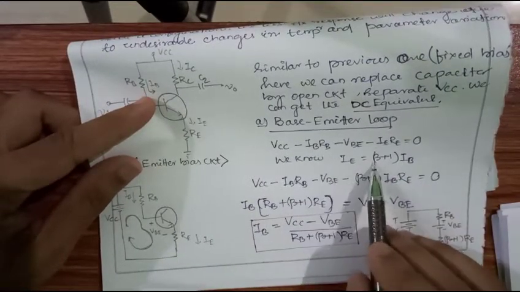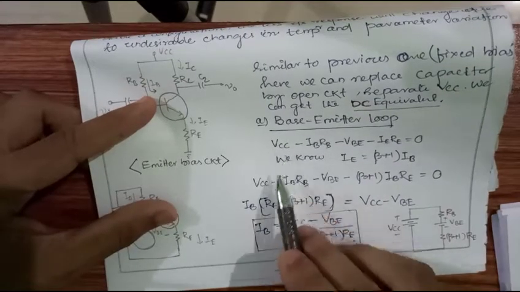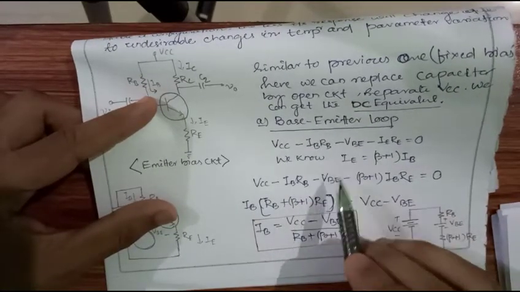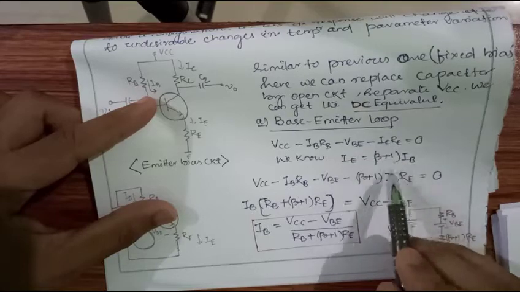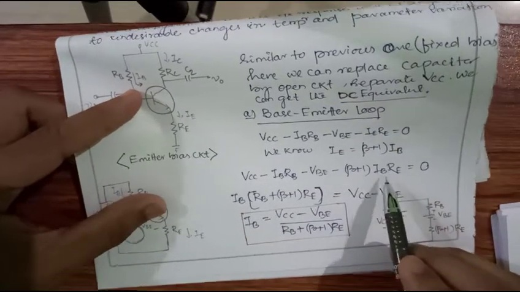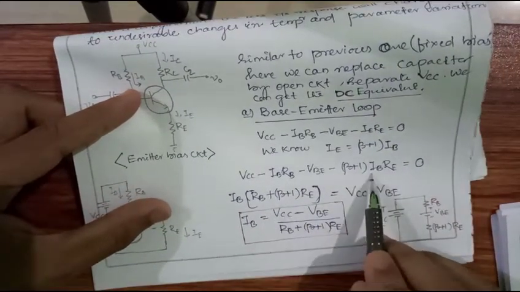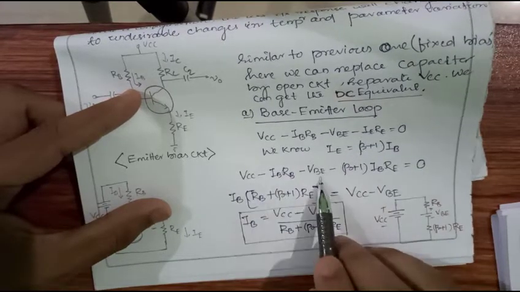So IE will become beta plus 1 times IB. So what will it become? VCC minus IB RB minus VBE minus IE, which we replace by beta plus 1 times IB into RE, equals 0. Then we will collect all the IB terms on one side and the rest of the voltages on the other side.